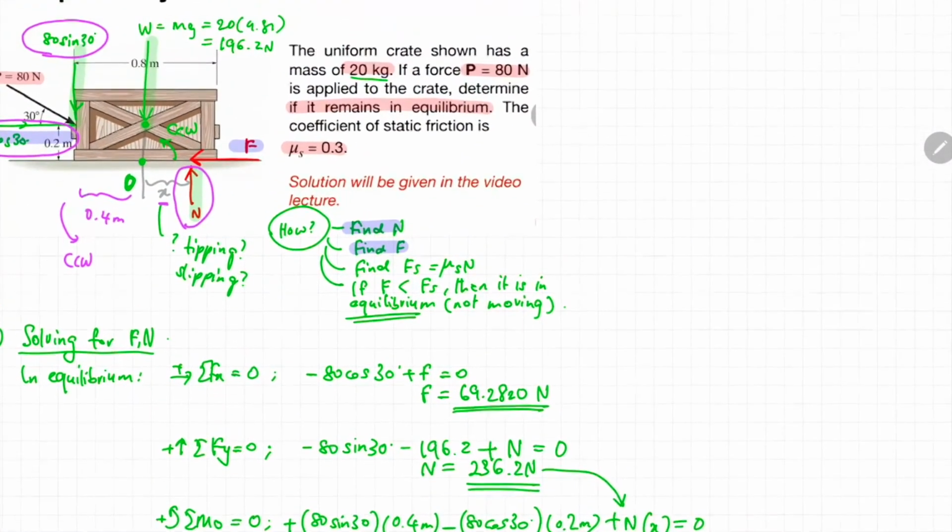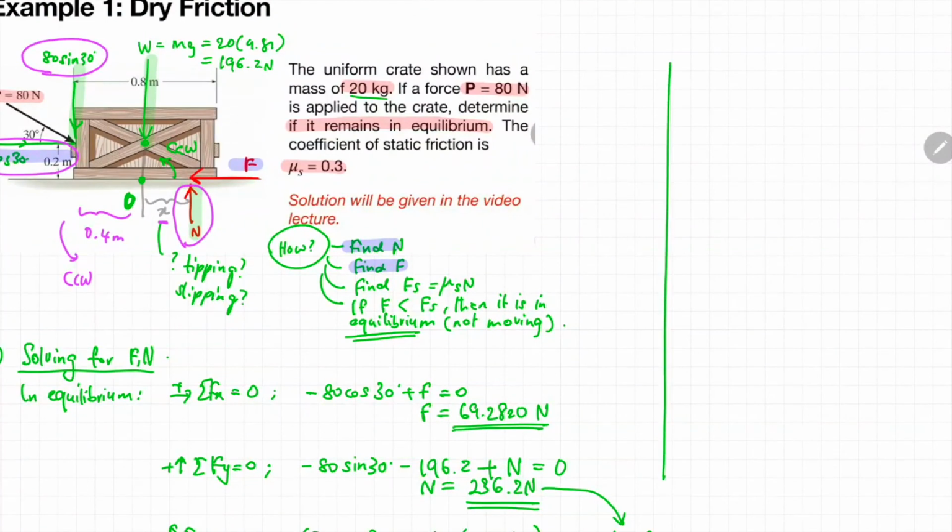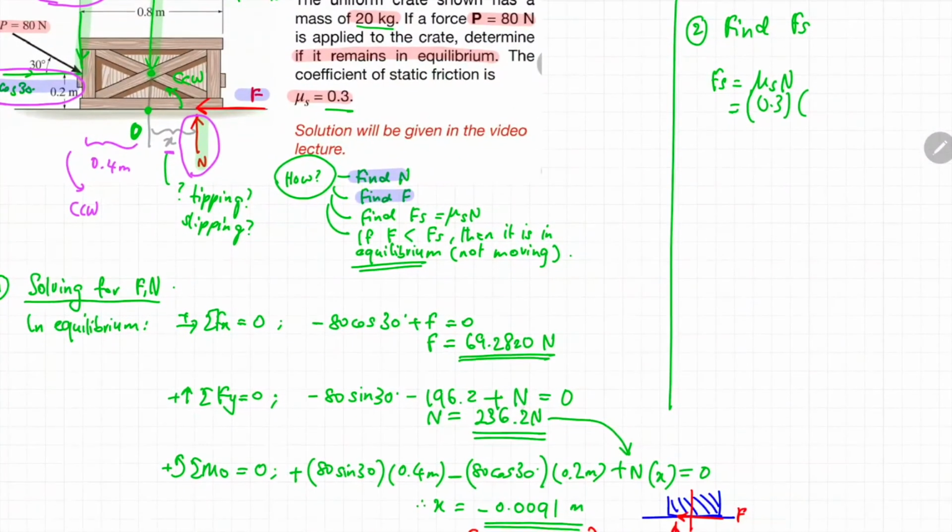Now that we are clear with that, we can proceed with the next part of the analysis. Based on the solution strategy that we defined earlier, our second step is to find the maximum static friction limit, or the value of Fs. Fs can simply be calculated by multiplying the coefficient of static friction mu s with the normal force. Given that mu s is 0.3 and the normal force we calculated earlier is 236.2 Newton, you can easily calculate the value of Fs to be 70.86 Newton.